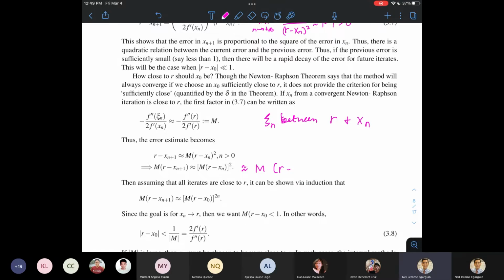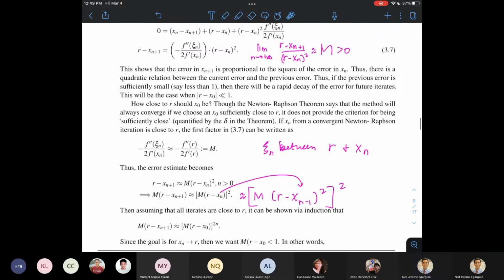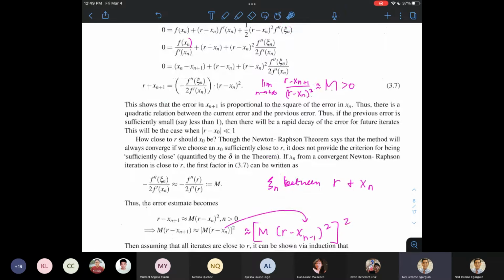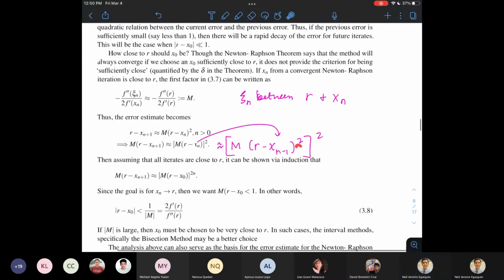Okay. So remember yung r minus x sub n, pwede ko siyang isulat na r minus x sub n minus 1 quantity squared. Okay, tapos naka-square pa to. Remember yung error dun sa n plus 1 iterate ay constant times yung error dun sa nth iterate squared. So yung error r minus x sub n is the square of the error in the nth minus 1 iterate. Kaya meron diyang square. So magiging ito na siya.